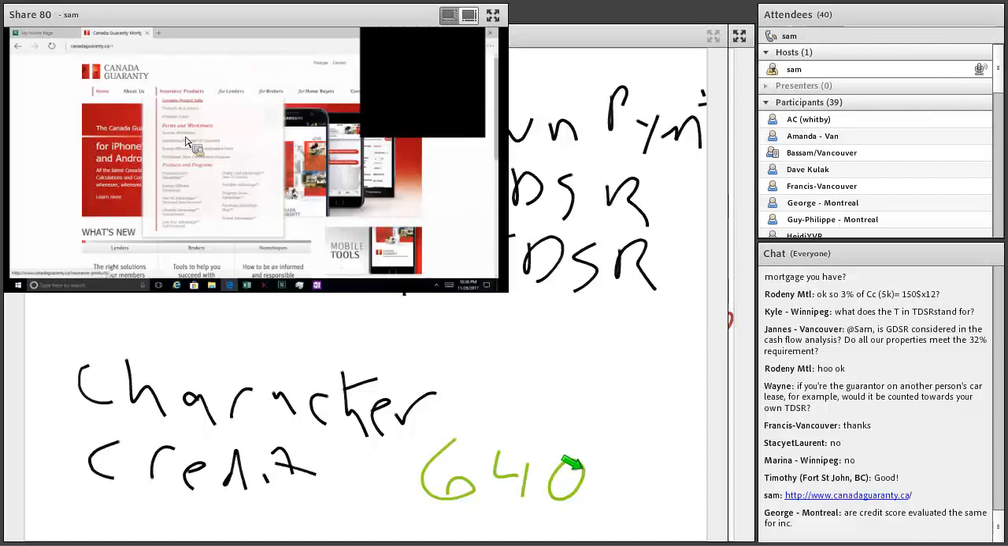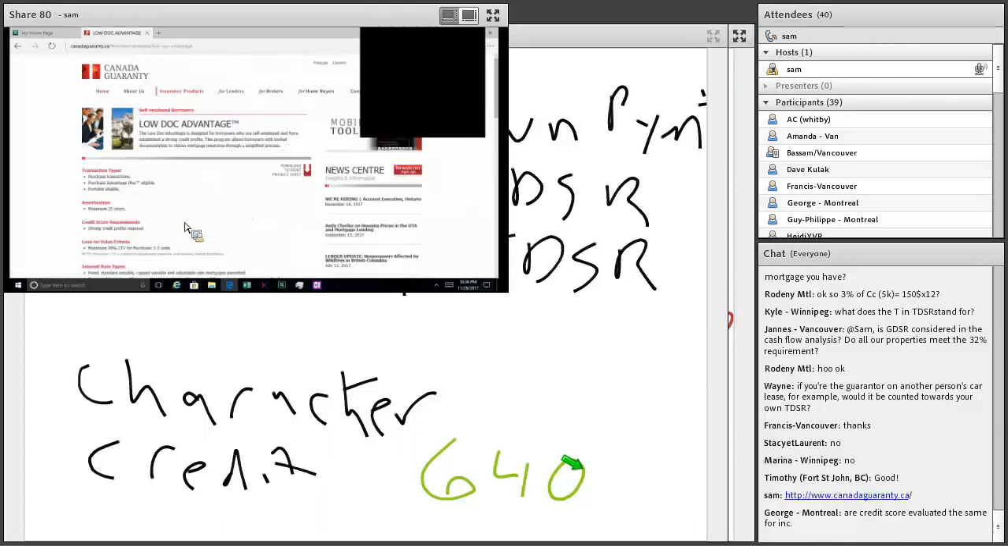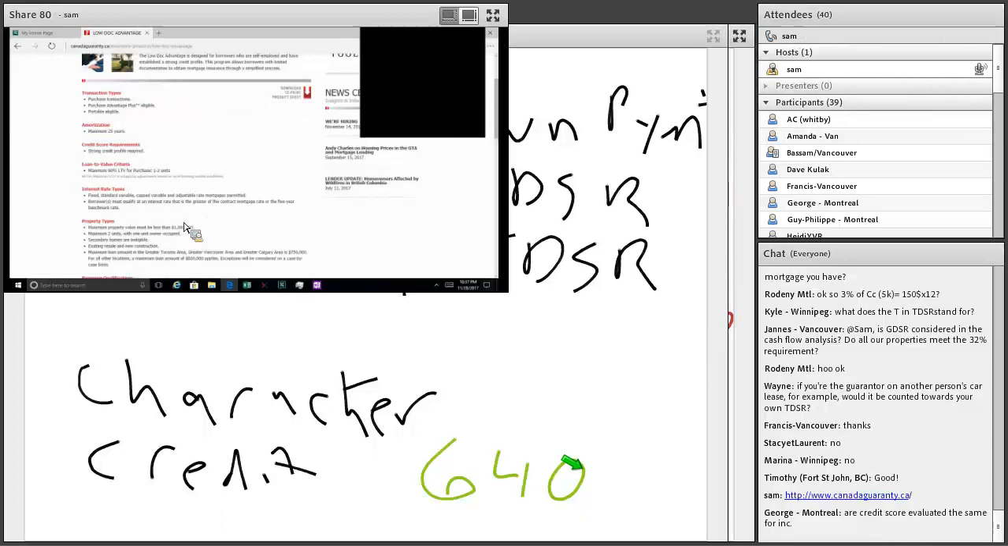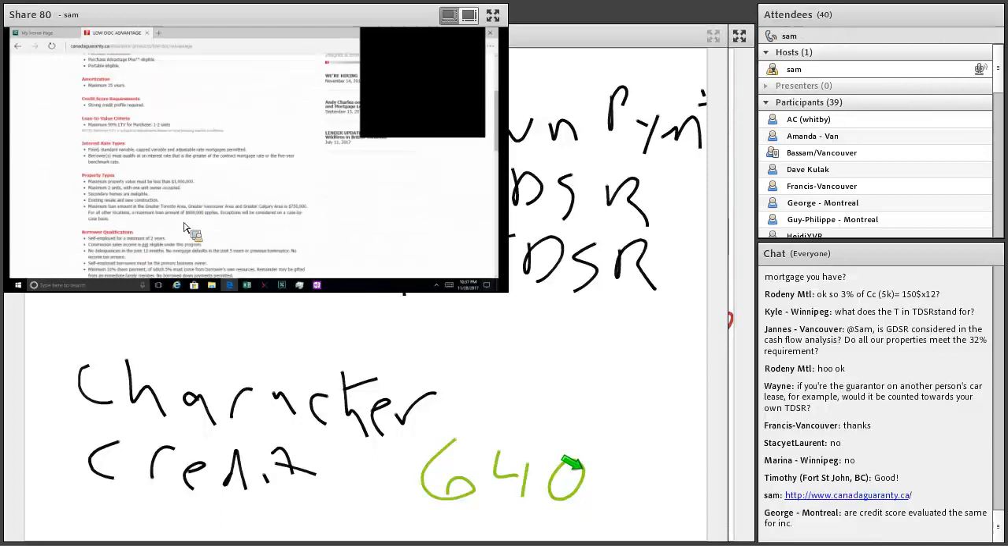All right, so let's look at the low doc advantage self-employed, for example, at the bottom. This is a nifty little one. So here are the requirements. Maximum amortization they'll do is 25 years. For your credit score, you have to have a strong credit profile, so chances are they'll probably want more than 640. Maximum loan to value is 90% for purchase, 1 to 2 units, which is pretty great, actually. Interest rates, that's your standard. Maximum property value must be $1 million, et cetera, et cetera.